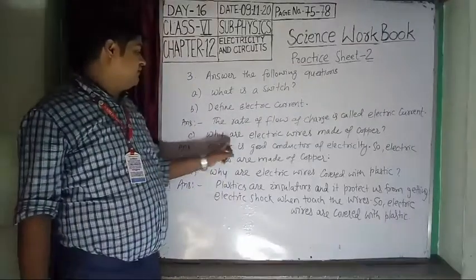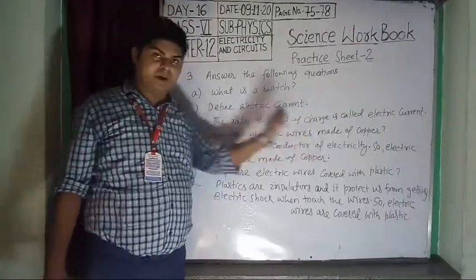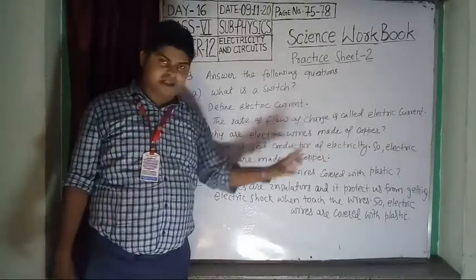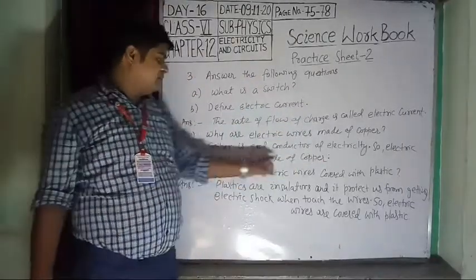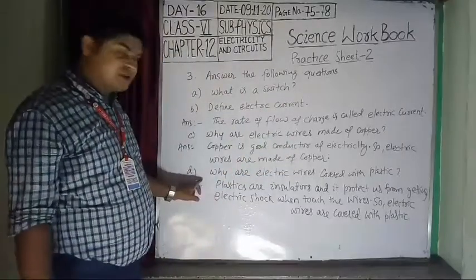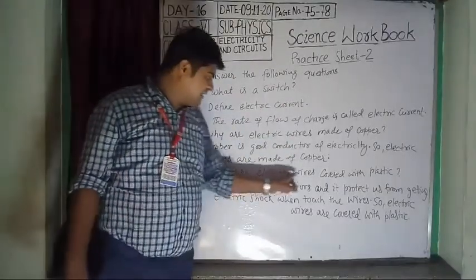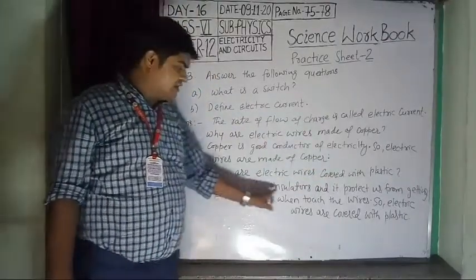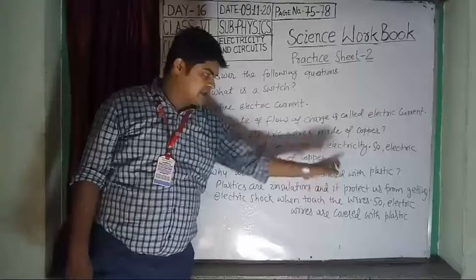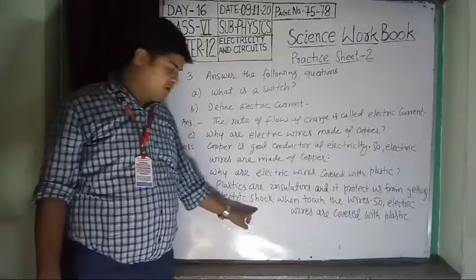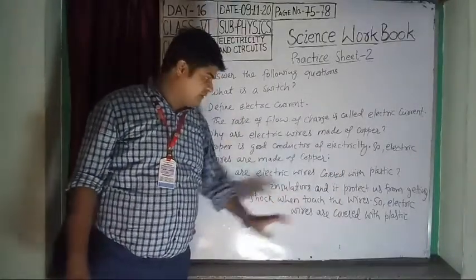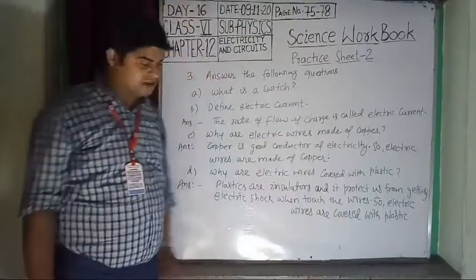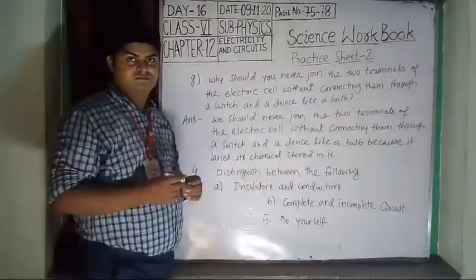Question C, why are electric wires made of copper? Answer: copper is a good conductor of electricity, so electric wires are made of copper. Question D, why are electric wires covered with plastic? Answer: plastics are insulators and they protect us from getting an electrical shock when we touch the wires. So electric wires are covered with plastic.